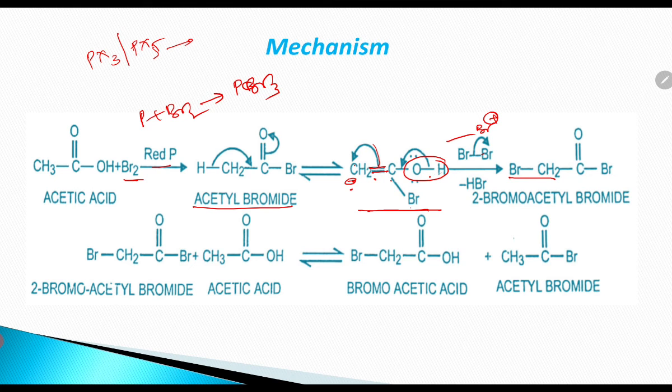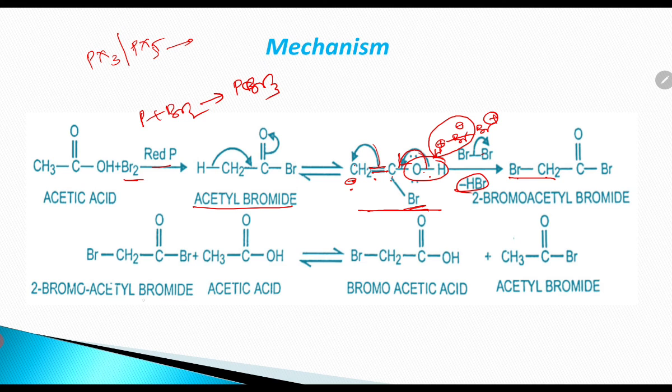Okay, and this H is lost, H plus is lost with the Br minus of the bromine molecule, and the H is releasing electrons to the oxygen atom to form a bond between the carbon and oxygen atom here in this way, and it is liberated as H plus and forms a bond with Br minus, and HBr is liberated. Okay, HBr is released here. So we are getting CH2Br and C=O Br, 2-bromoacetyl bromide is obtained.